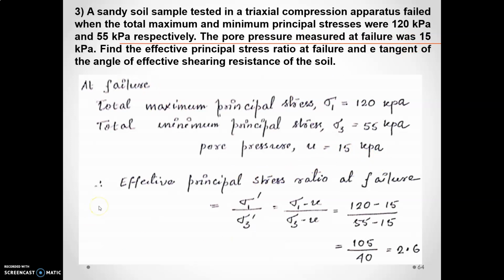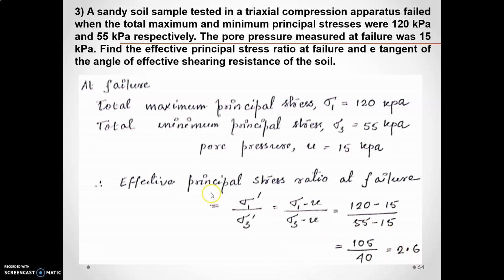Okay, so now it is asked to calculate effective principal stress ratio at failure. Effective principal stress means sigma dash. That is nothing but sigma minus U. So now the principal stress ratio at failure is sigma 1 dash to sigma 3 dash. Sigma 1 dash is what? Sigma 1 minus U, and sigma 3 dash is sigma 3 minus U. So sigma 1 is given 120, U is 15, 120 minus 15, and here sigma 3 is equal to 55 minus 15. So we will get 2.6.